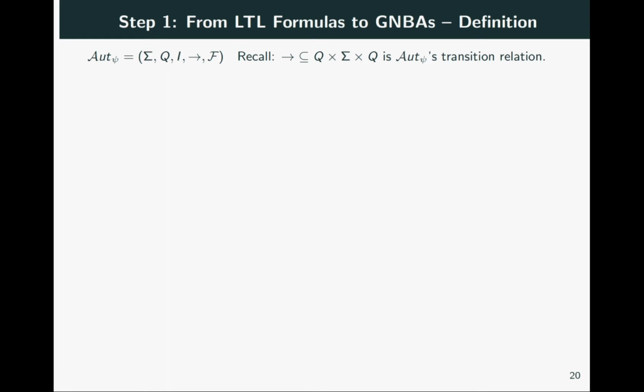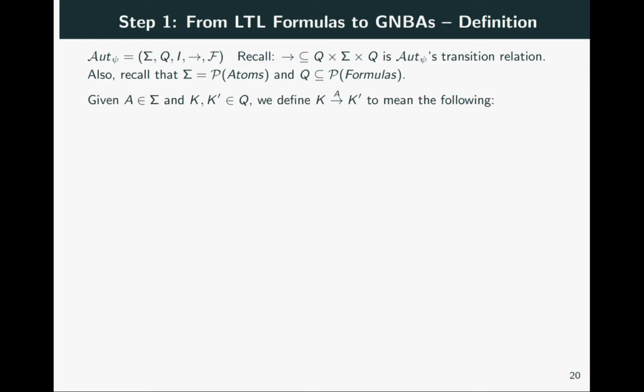Moving on, let's define the transition relation. And for this, let's keep in mind that sigma is the power set of atoms, and Q is a set of sets of formulas, and that the sets of formulas that belong to Q represent scenarios. So let A be a letter, in other words, a set of atoms, and let K, K prime be 2 states, which are sets of formulas. We define the notion of K transiting to K prime via A by the following conditions.